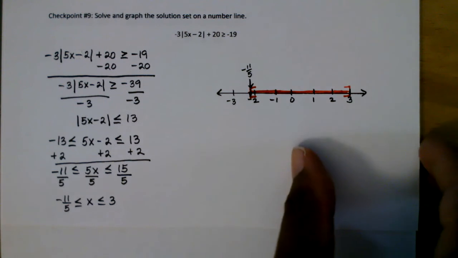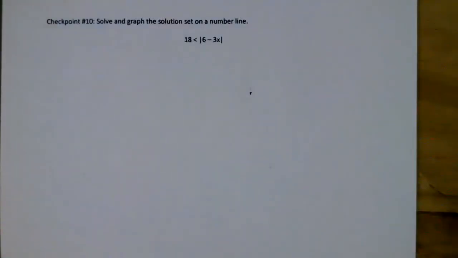All right, let's look at one more example of solving an absolute value inequality. Let's say I want to solve and graph this on a number line. Here I have 18 is less than the absolute value of 6 minus 3x.